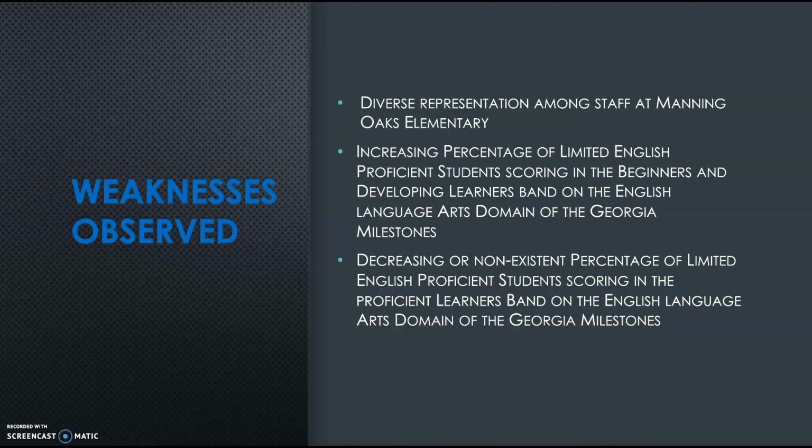Furthermore, there is an increasing percentage of limited English proficient students scoring in the beginner and developing learners levels on the English language arts domain on the Georgia Milestones from 2017 to 2019, with a dramatic increase of over 20%. Also, there is a decreasing or sometimes non-existent percentage of limited English proficient students scoring in the proficient learners level on the English language arts domain of the Georgia Milestones. The distinguished learners level.